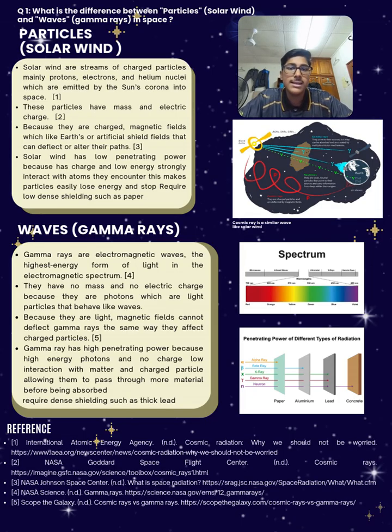Gamma rays have high penetrating power because they are neutral and their interaction with matter is low, allowing them to pass through more material before being absorbed and scattered. I have also included the references I used at the bottom of the page and some pictures that can help you understand better. That's all from me.